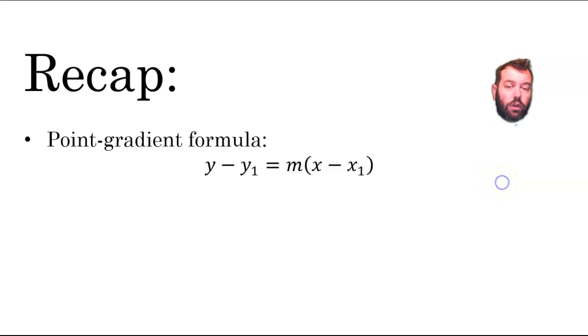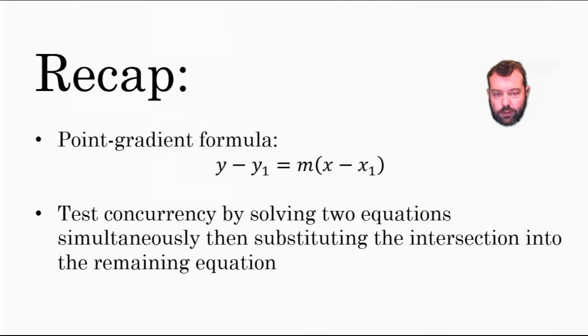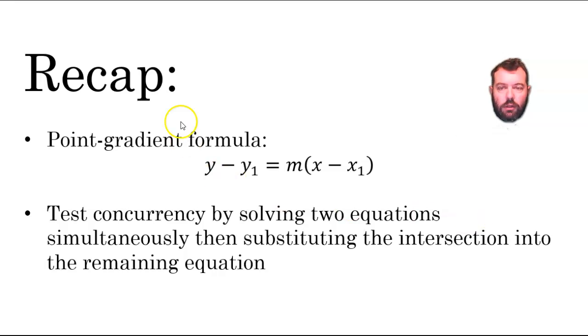The other thing we looked at were concurrent lines. We're looking for perhaps three lines that all intersect at the same point, and I do that by solving two of the equations simultaneously and then substituting the point of intersection into the remaining equation.